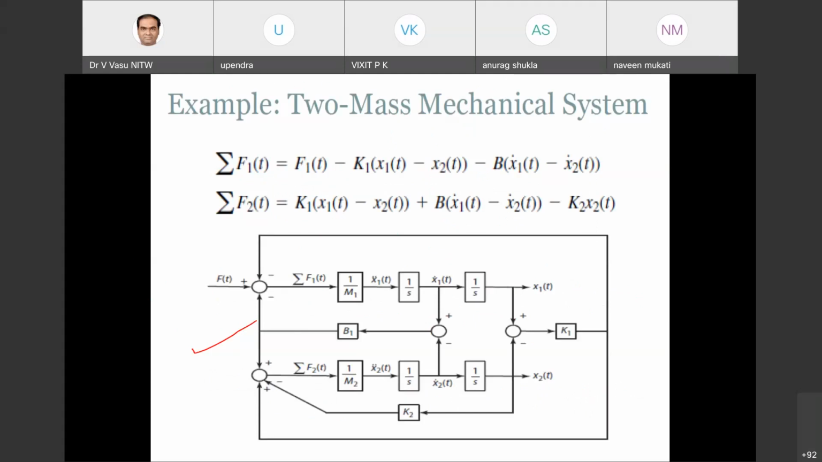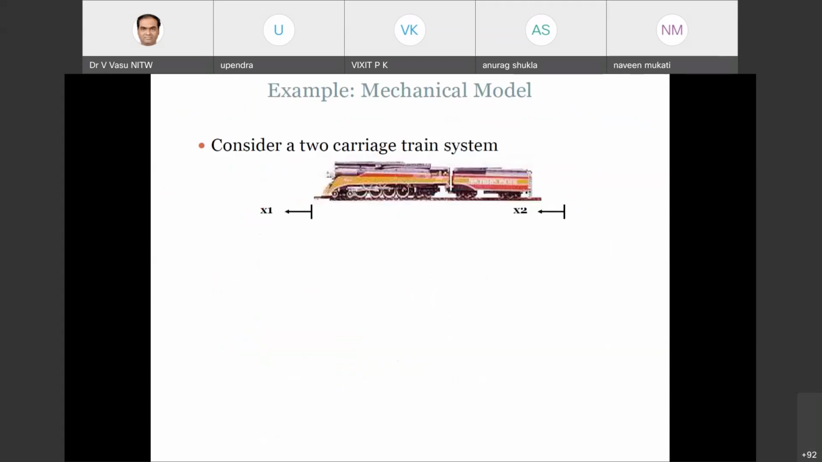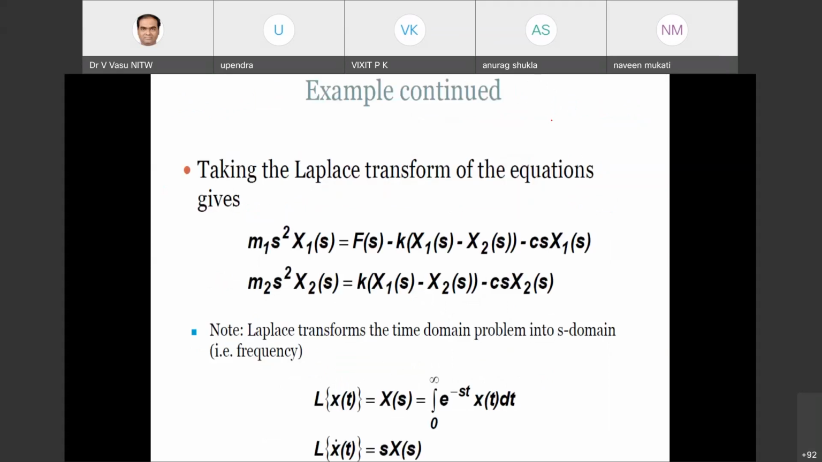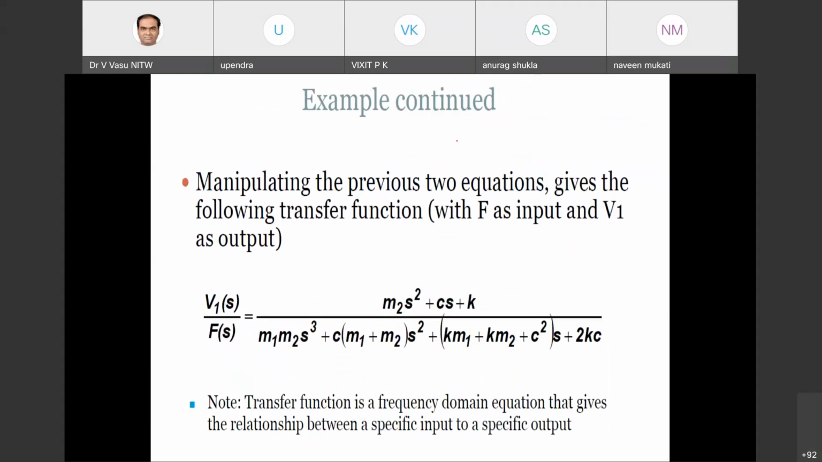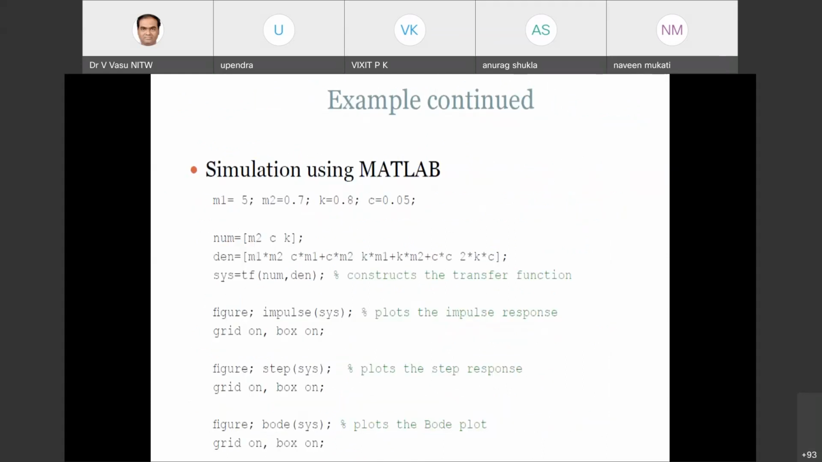The main example for this particular thing is in your railway systems, where this particular system is going to be connected to this particular thing. Okay, so this is going to be mass 1 and this is going to be mass 2. These two are connected to each other, and if you want to model this type of two carriage train system, then you have to go for this type of case.